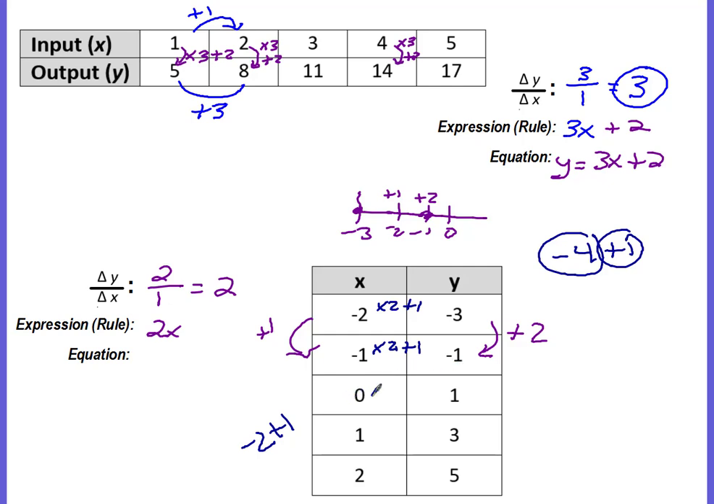0 times -2 is 0. And when I add 1, I get positive 1. So this is the correct expression. So the rule is going to be 2x plus 1. And to write the equation, we just put a y in front of it. Y equals 2x plus 1.